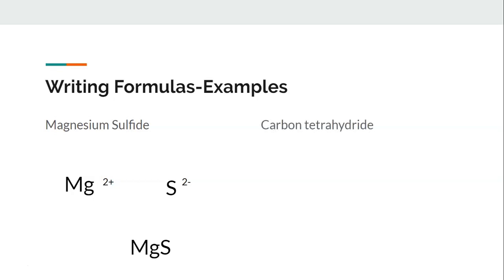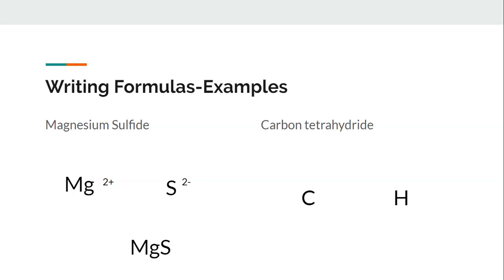All right, carbon tetrahydride. Looking at this first word right here, carbon is a nonmetal, and then hydride is hydrogen. So I have 2 nonmetals. So am I a covalent or ionic bond? I'm covalent. So I'm going to write my symbols. C for carbon, H for hydrogen.